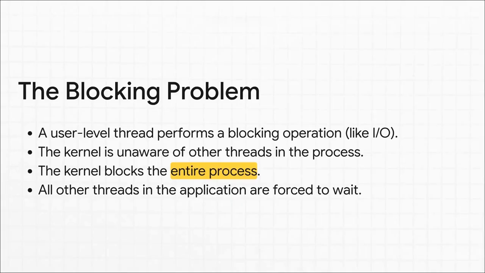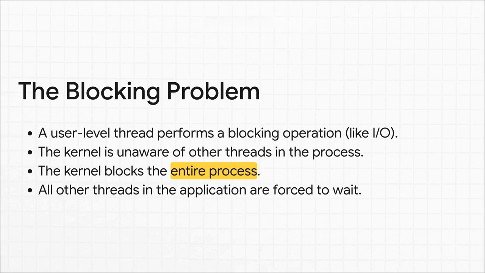So at this point, you're probably thinking, okay, user-level threads are the clear winner, right? They're fast, they're efficient. What's the catch? Well, there is a catch, and it is a huge one. It's called the blocking problem. Here's how it works.